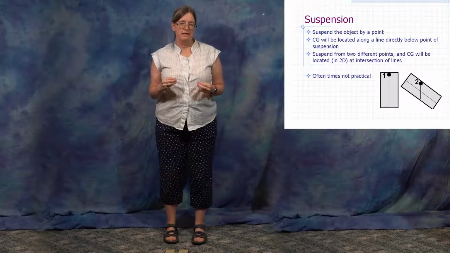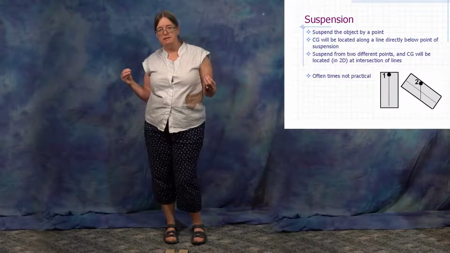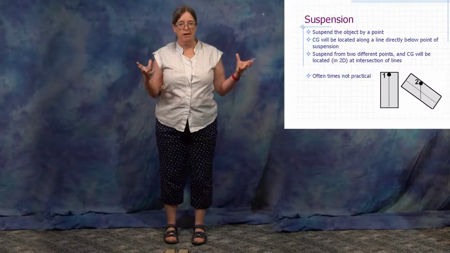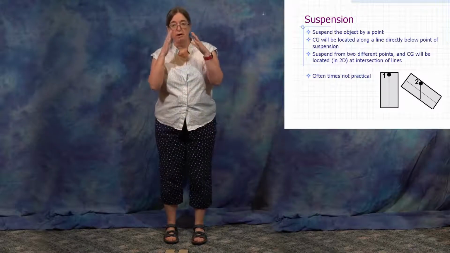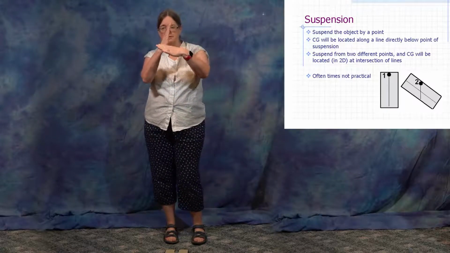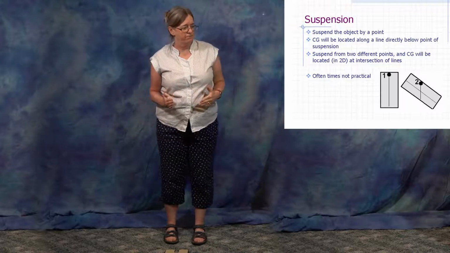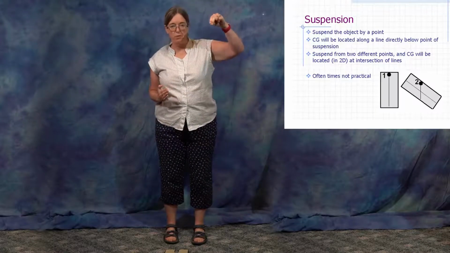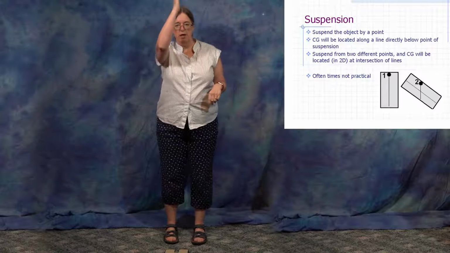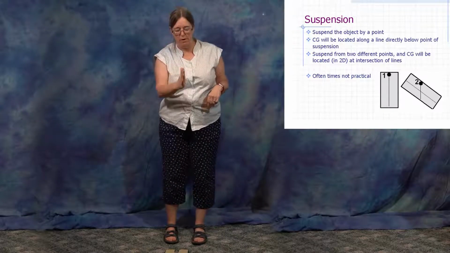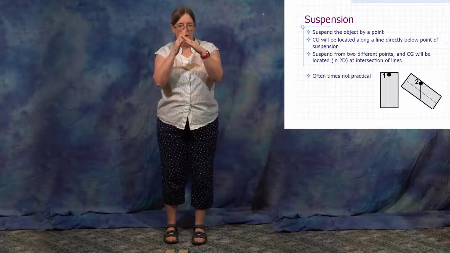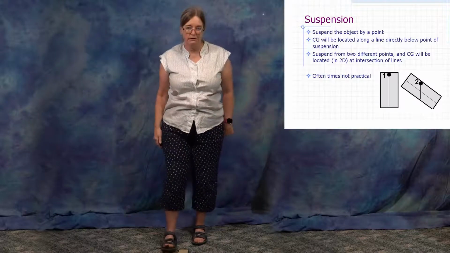If you suspend it in two different places on the body, where those cross is where the actual point is that is the center of gravity. You can see hanging it from point 1, hanging it from point 2, and you have the two lines that represent just below the point you held it, and where those cross, that's where the center of gravity would be.